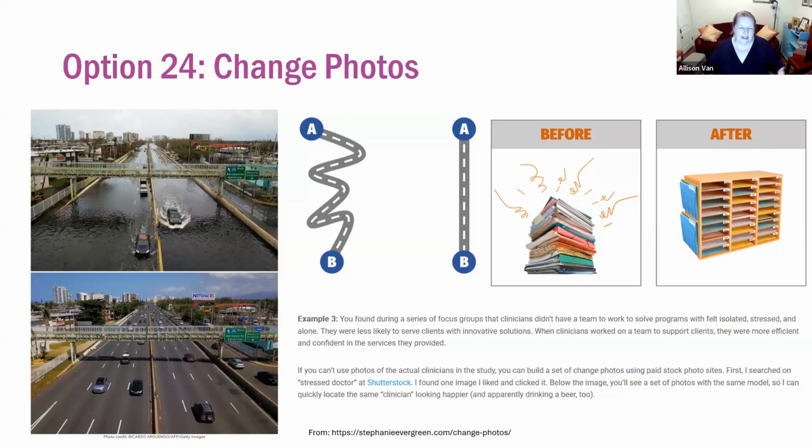So the example that she has here is she was looking for a stressed doctor, and then she was able to click and have the same person looking happy and drinking a beer. So change photos can be really valuable for just honing in on a theme and helping people to remember it. Again, just like icons, it's a way of being able to take something that is written and really make it visceral and visual and easy to remember.